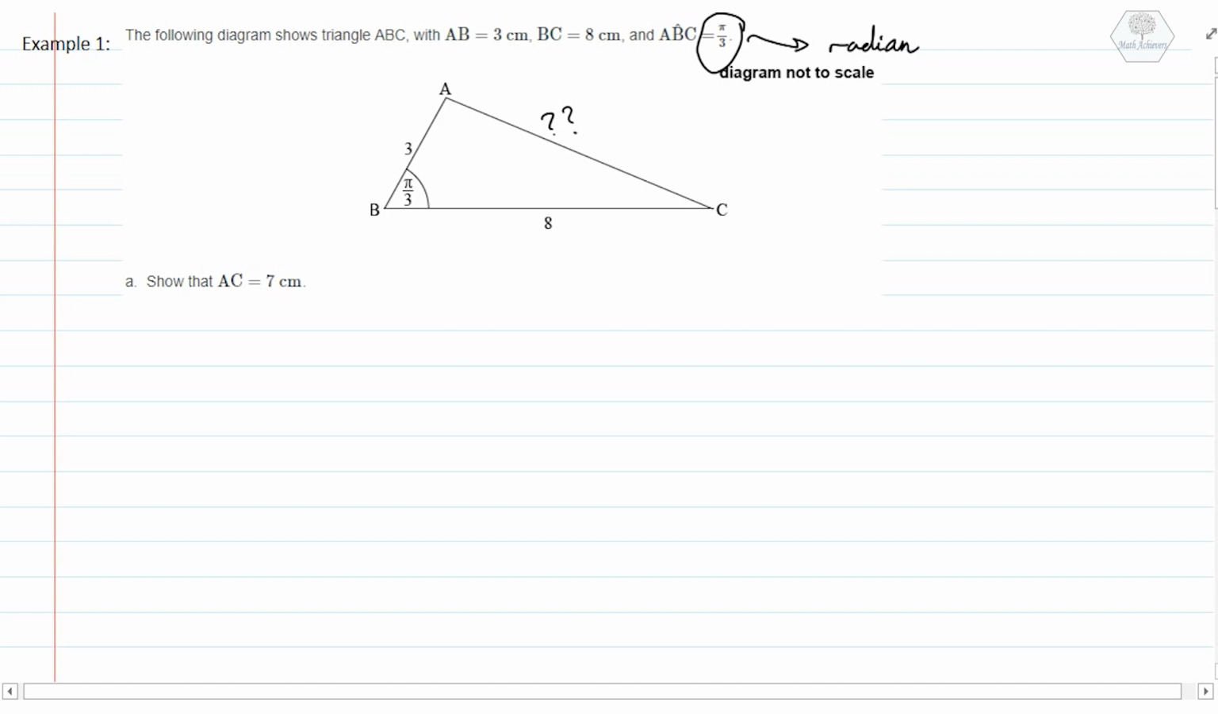Now, I have this side AB, this side BC, and the angle between them, and I want to find the opposite side, so I use the cosine rule. AC squared is equal to AB squared, which is 3 squared, plus BC squared, which is 8 squared, minus 2 times 3 times 8 times the cosine of pi over 3. To find this value, we need to use our GDC. But first, we have to check that the GDC mode is on radian measure, not degrees, because I have my angle in radians.